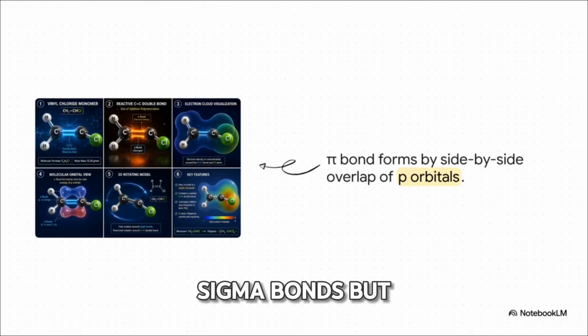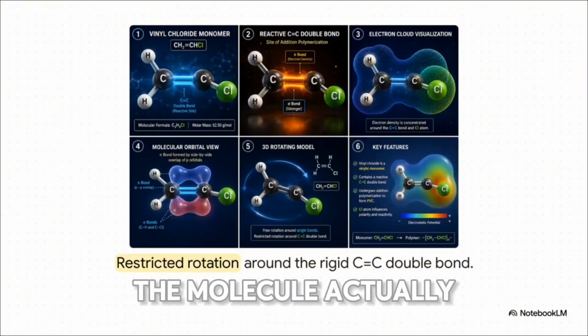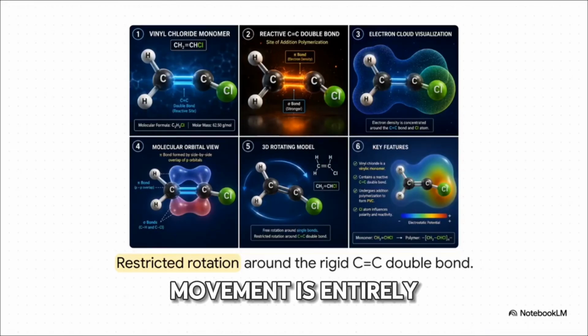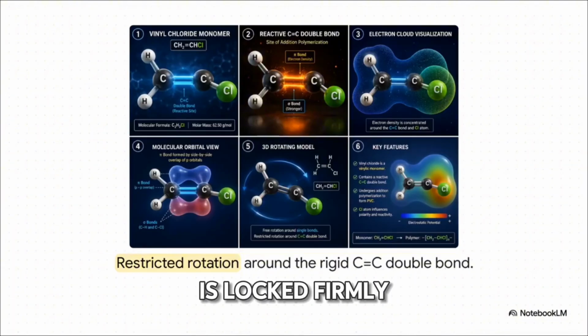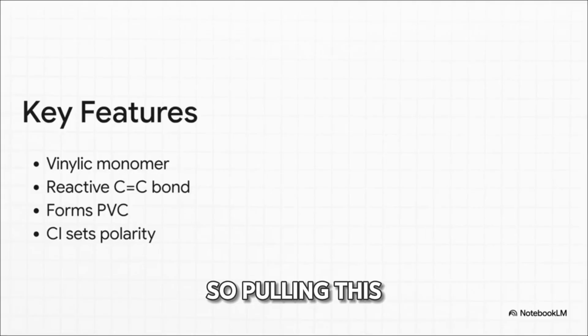But here's the thing about how this works in 3-dimensional space. The molecule actually faces some pretty strict physical constraints. While the single bonds have total freedom to rotate, movement is entirely restricted around that rigid central double bond. I mean, it is locked firmly into place. No twisting allowed.